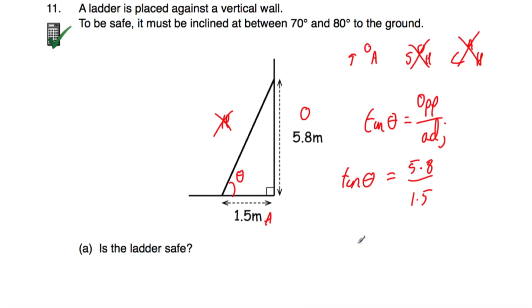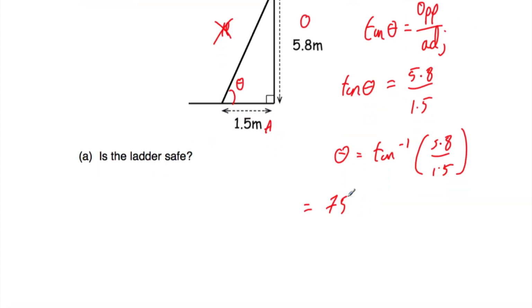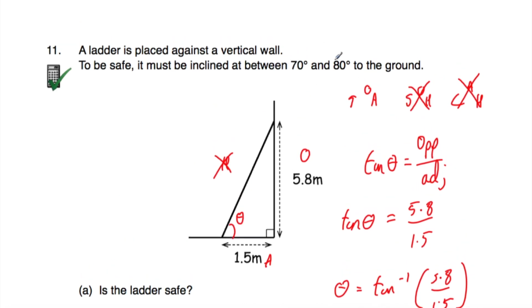So we're going to do the inverse tan. So theta is equal to the inverse tan, that's the tan with a little -1, shift tan on our calculator. And again, you could have worked this out and typed it as a decimal number if you wanted to. I'm just going to type it in as a fraction on my calculator: shift tan, the fraction button, and I'm going to put in 5.8 over 1.5, close brackets, and when I press equals I get 75.4998 and so on degrees. So the size of this angle to one decimal place would be 75.5 degrees. Now if we go back up to the question, we were told if the angle's between 70 and 80 degrees, it's safe.